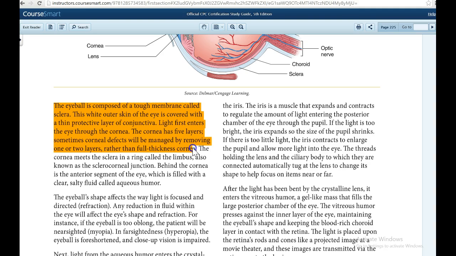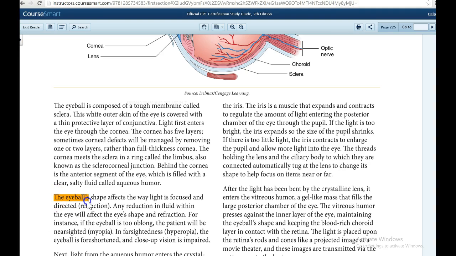The cornea meets the sclera at the ring called the limbus, also known as the sclerocorneal junction. Behind the cornea is the anterior segment of the eye, which is filled with a clear, salty fluid called the aqueous humor. Okay, that's a hot topic. The eyeball.